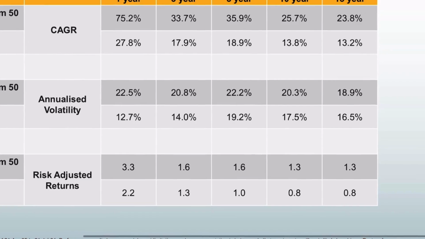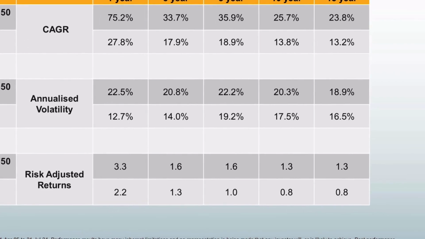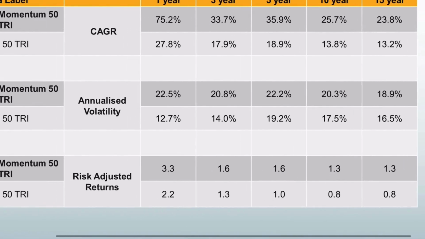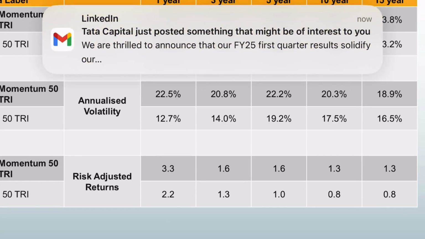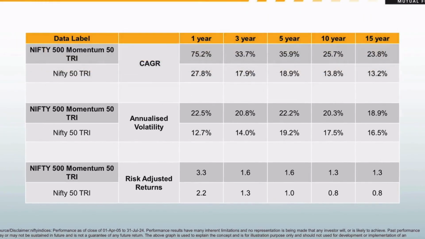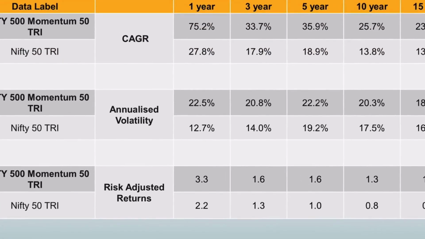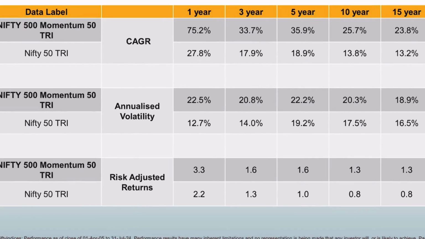And in the 3 year period also, the Momentum Index Fund has higher risk adjusted returns. Even in the 5 year, 10 year and 15 year periods, the Momentum 50 Index Fund has beaten the risk adjusted returns of Nifty 50, which is the benchmark. So in all the time frames, risk adjusted return of Nifty 500 Momentum 50 total return index historically is higher than the Nifty 50.